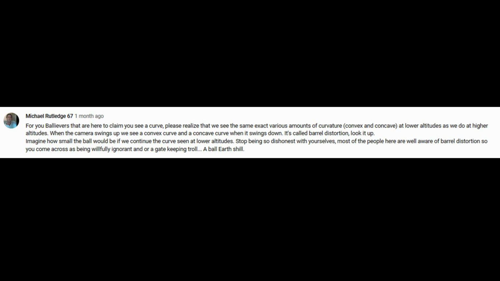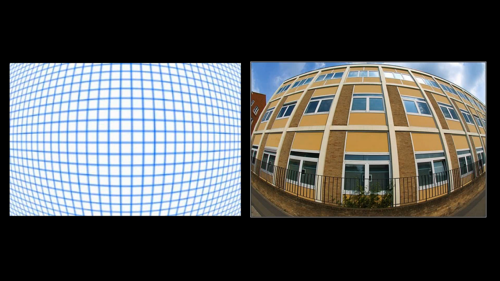And then there was this one, Michael Rutledge, 67, who said, for those people that claim you see a curve, realize we see the same exact amounts of curvature at lower altitudes as we do at higher altitudes. When the camera swings up, we see a convex curve and a concave curve when it swings down. It's called barrel distortion. Look it up. Let's see what sort of barrel distortion we might get if a wide angle lens was used.